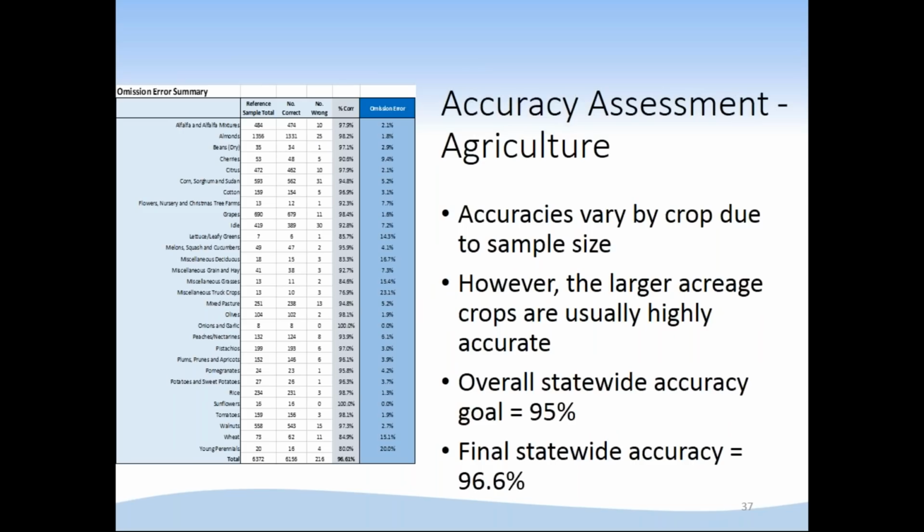And our accuracies do vary by crop due to the sample size from the ground truthing data that we acquire. However, our larger acreages, because we are able to acquire so many ground truthing points, are usually highly accurate. For example, our almond acreage is about 98.8% accurate. Again, our overall statewide accuracy goal was 95%, and we achieved 96.6%.